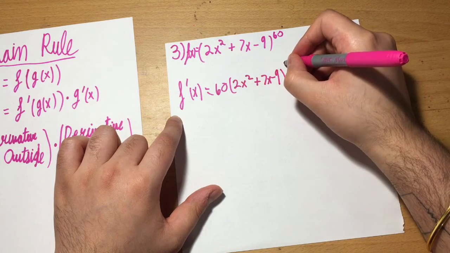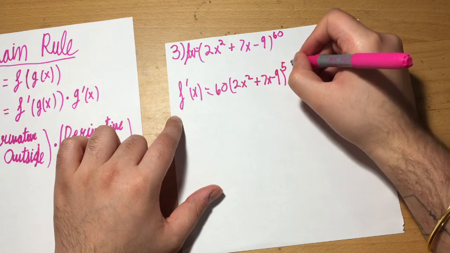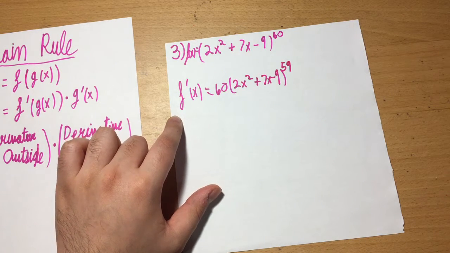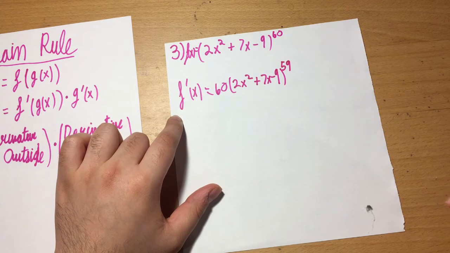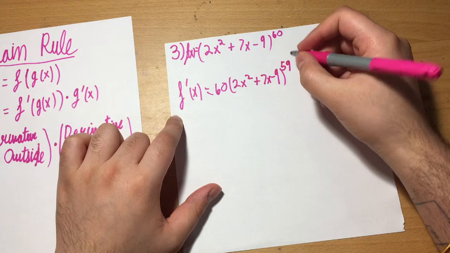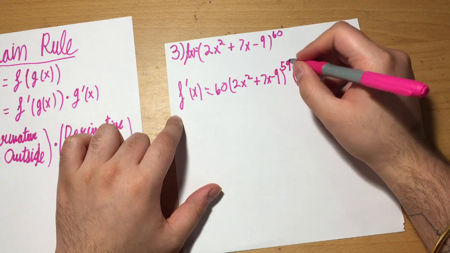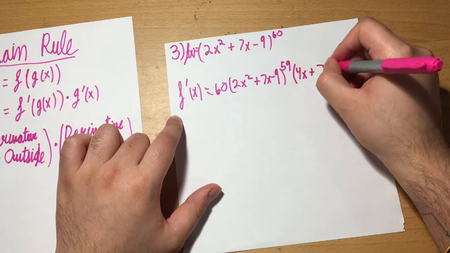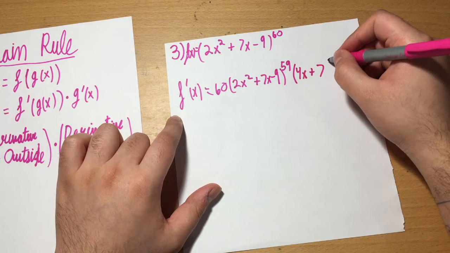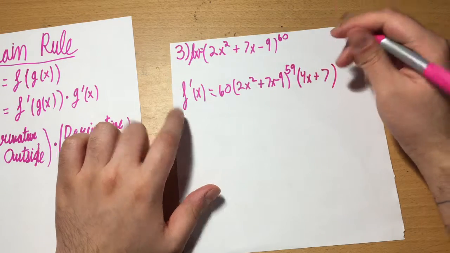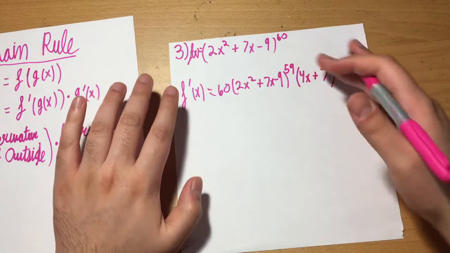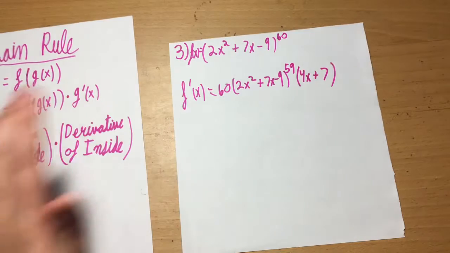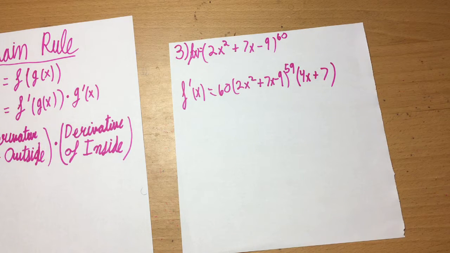And then you decrement your exponent. That becomes 59. And now that's multiplied times the derivative of the inside function. Right? So that's going to be 2x squared becomes 4x, 7x just becomes plus 7, and the negative 9 becomes 0. And that would pretty much be it. You might be required to multiply this out. You could multiply this 60 into here, but typically it's not necessary.